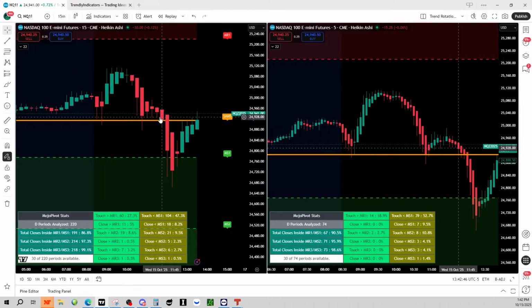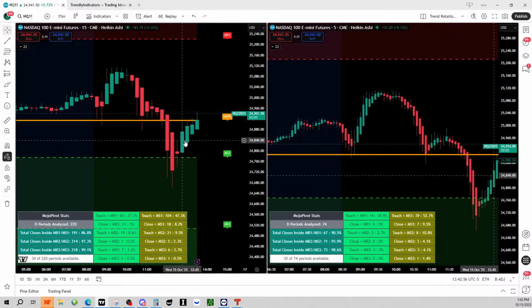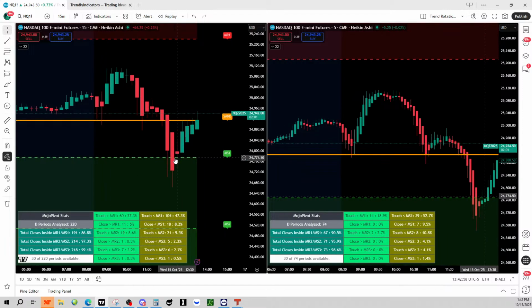It breaches the low of this candle right here. On this candle right here, it breaches this low. And then look what happens. It never breaches the high of the previous candle till right here. And look where it bounced. Look, I mean, these are targets.